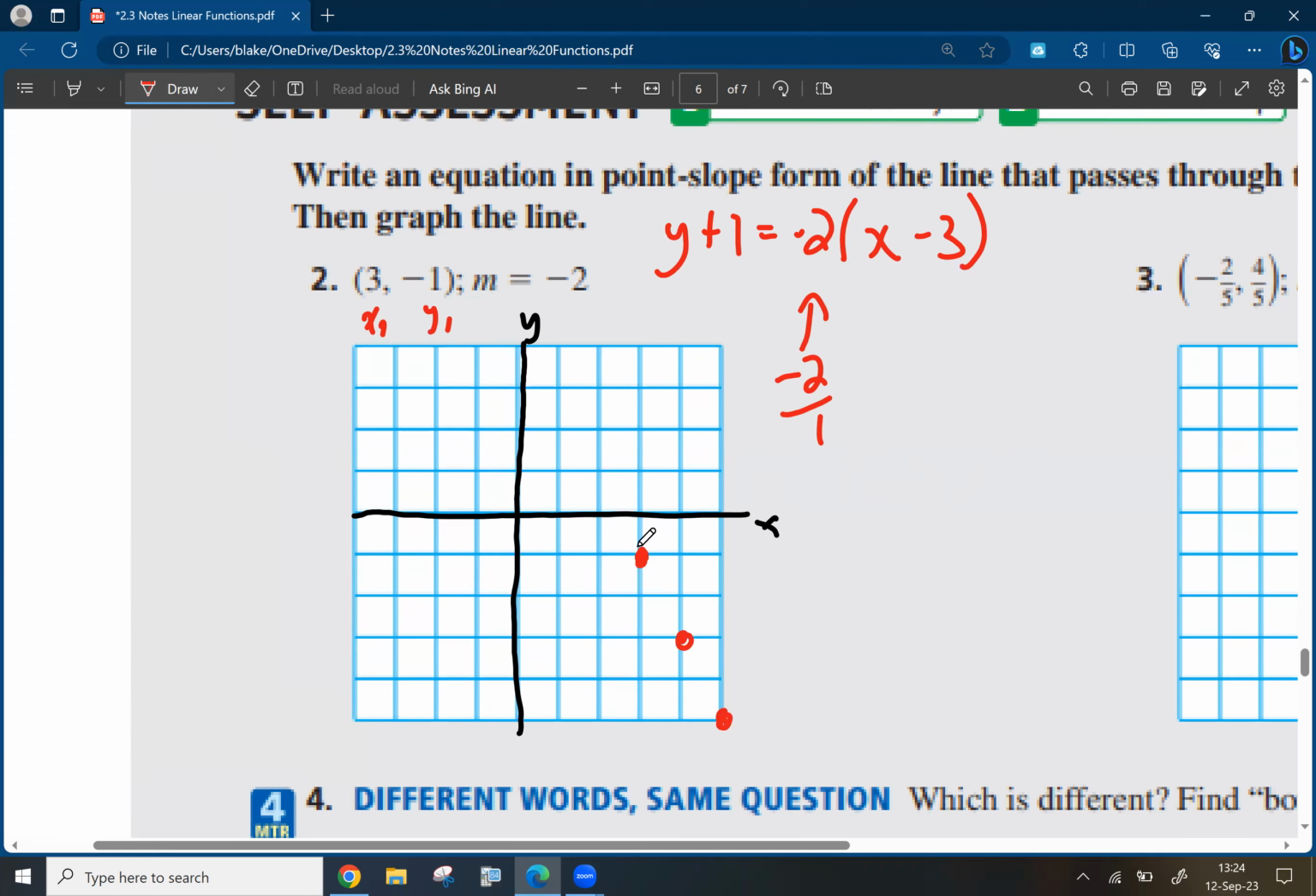I ran out of room, so I'm going to go backtracking. I'll go up 2 and left 1 just to reverse course and fill this in. So there we go. This is going to be our line. There it is. All done.